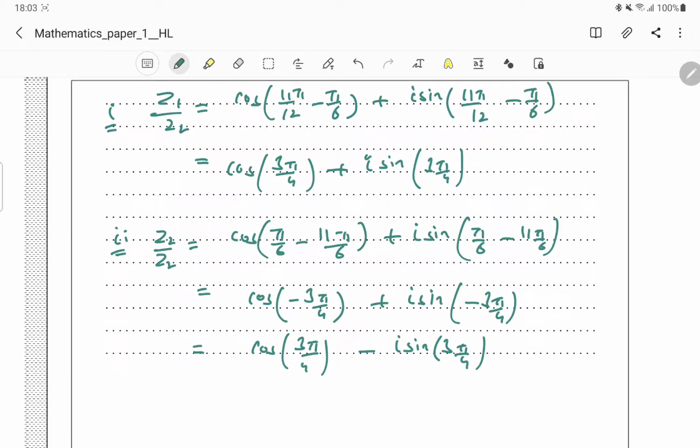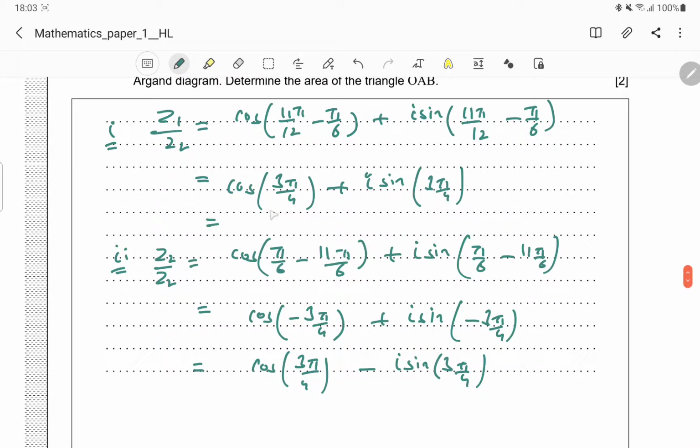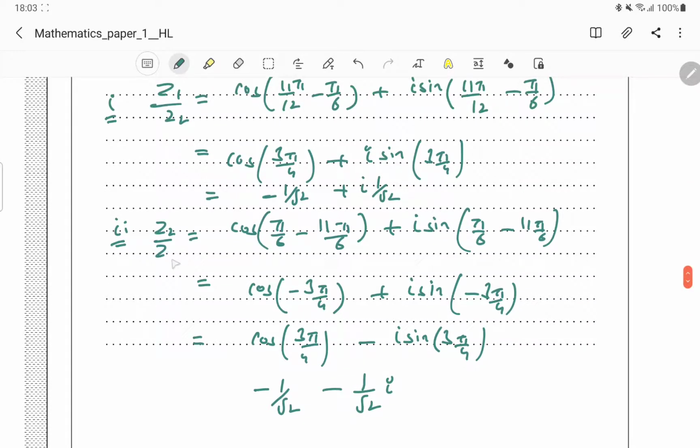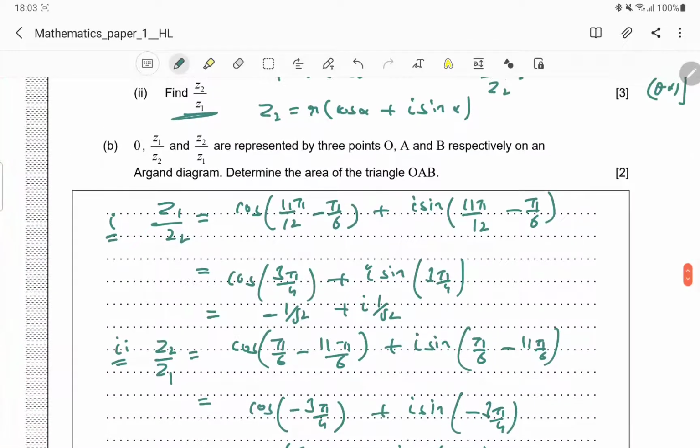Okay, now we can just find the values. So cos 3 pi by 4 is minus 1 over root 2, plus i sin 3 pi by 4, which is 1 over root 2. And in the other one, it's minus 1 over root 2 and again minus 1 over root 2 i. So these are the values of z1 over z2 and z2 over z1.